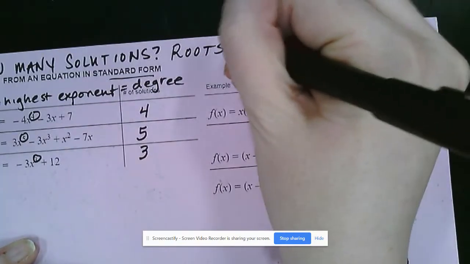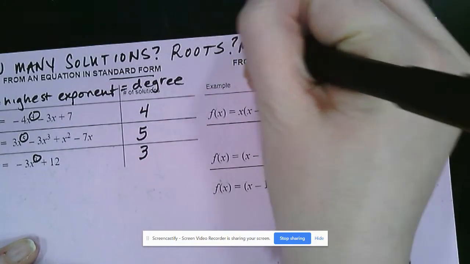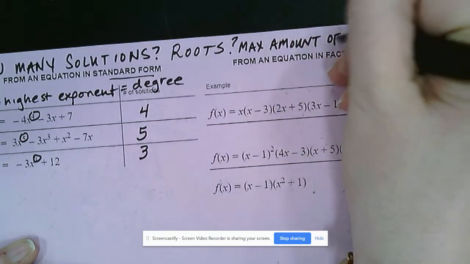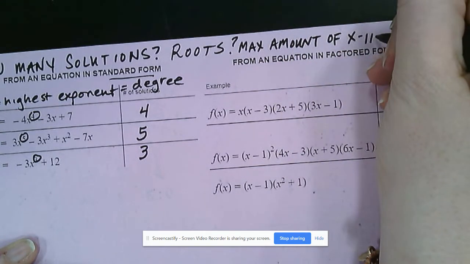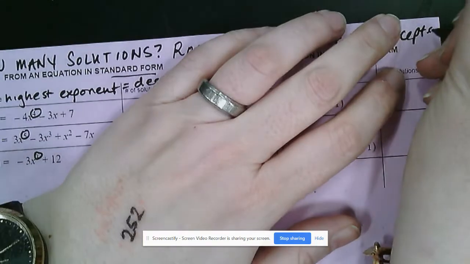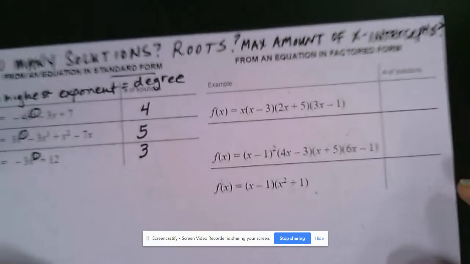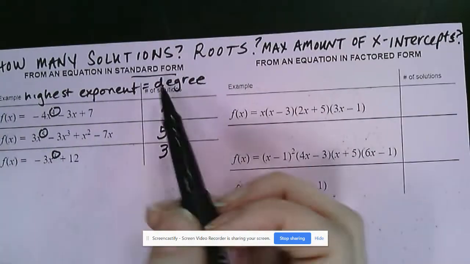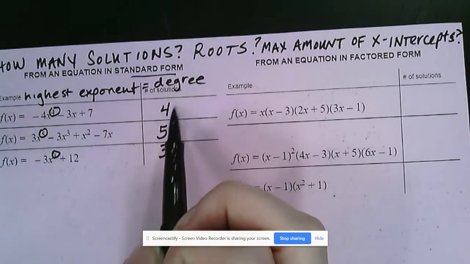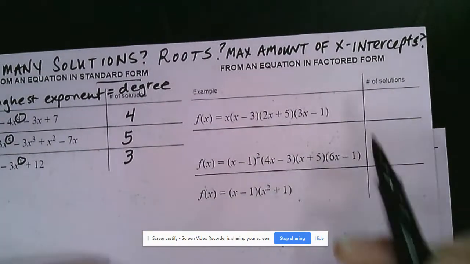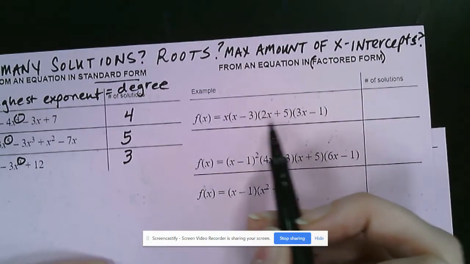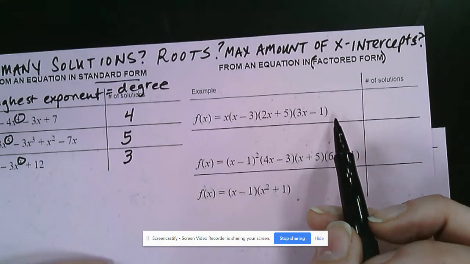We could also ask what is the max amount of x-intercepts. So all of these are really asking the same question. And we're going to get the answers for standard form by looking at the highest exponent, which is called the degree. But really what we need to work on is the factored form. So notice right away that factored form has the parentheses. That's how I know it's in factored form.